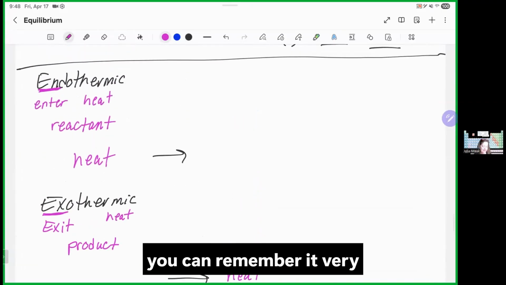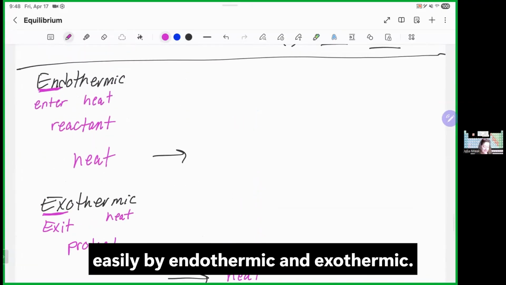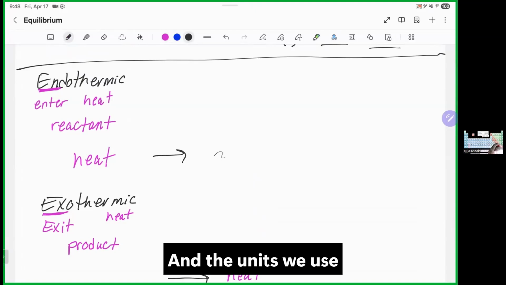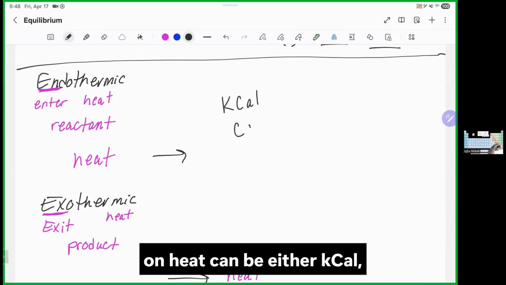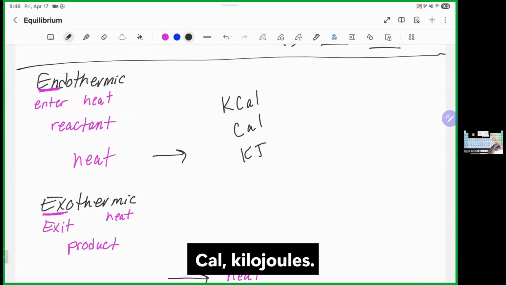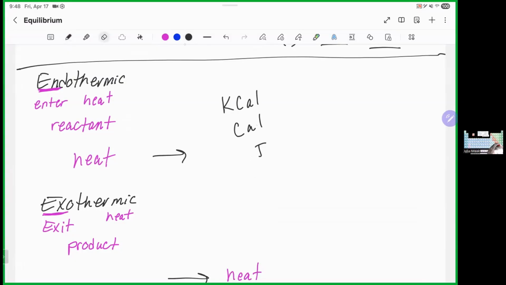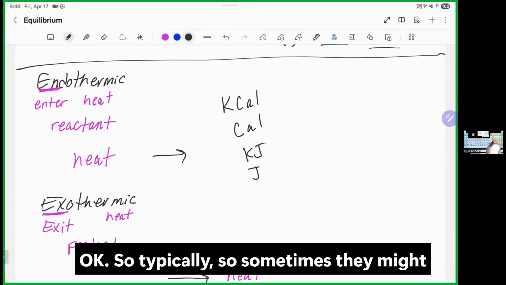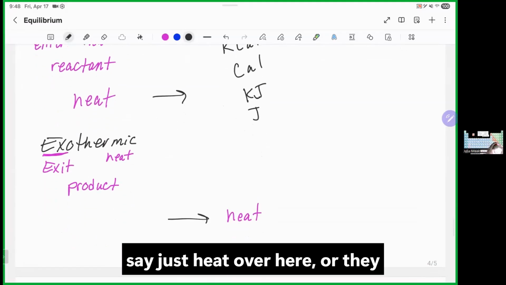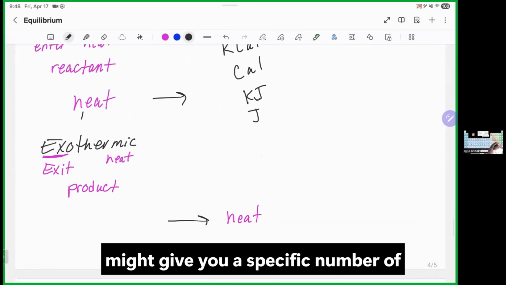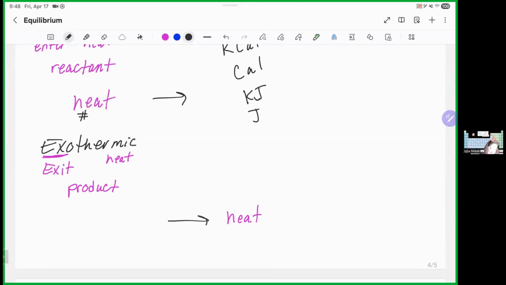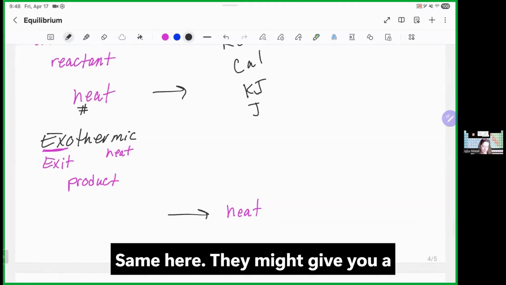So you're going to remember it very easily by endothermic and exothermic. And the units we use on heat can be either kcal, kilojoules, or joules. Okay. So typically, sometimes they might say just heat over here, or they might give you a specific number of kcals, calories, kilojoules, joules. Same here, they might give you a specific number.